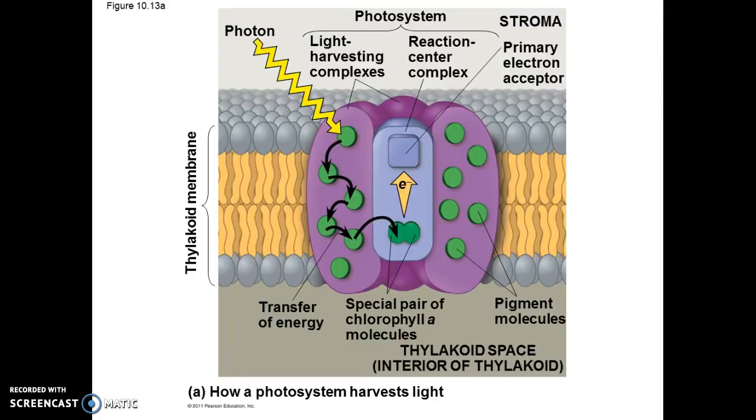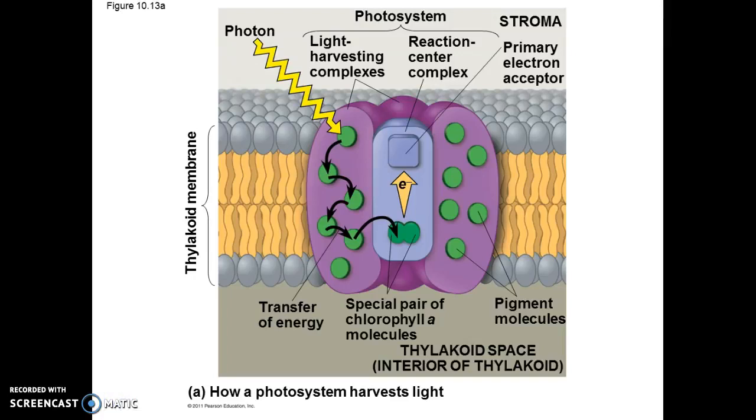Now we're going to dive further into the light reactions. Remember, big picture, light reactions should be converting solar energy into chemical energy. Here we can see the light energy coming in, photons, causing a transfer of energy. There's some resonance going on here within these light harvesting complexes. And at the reaction center complex of the photosystem, electrons will get excited and jump to a primary electron acceptor. Notice we are embedded in the thylakoid membrane here, and this is all a protein complex.